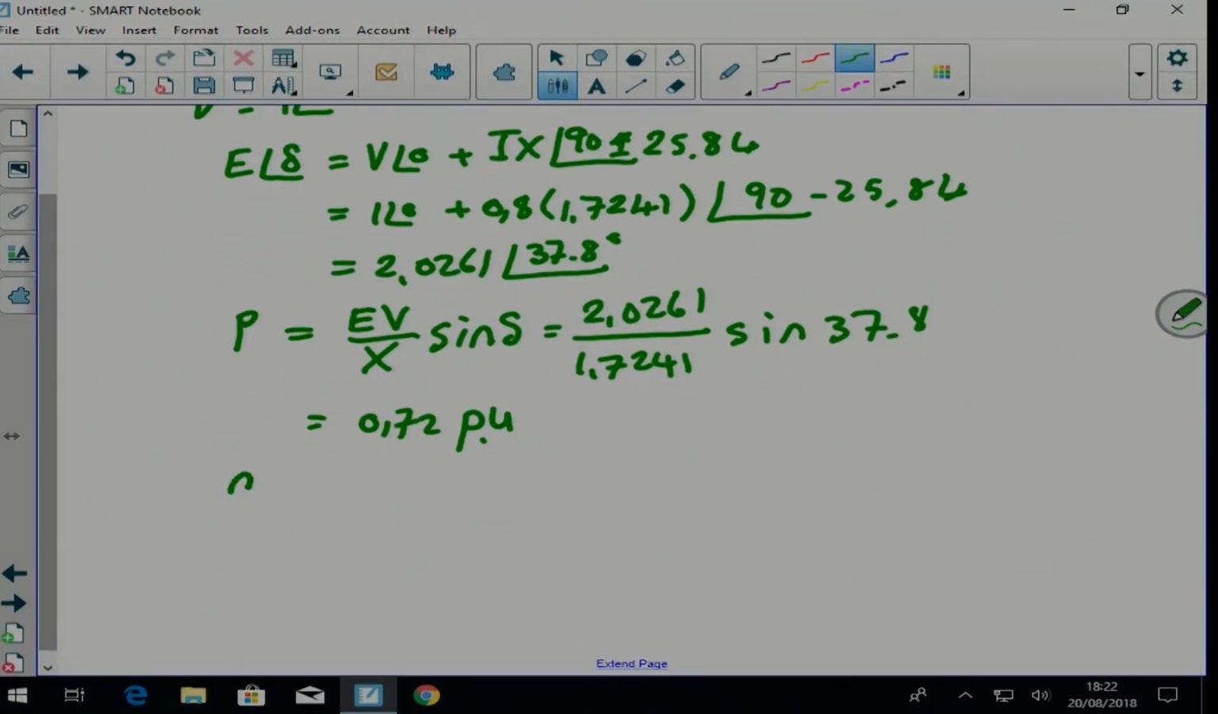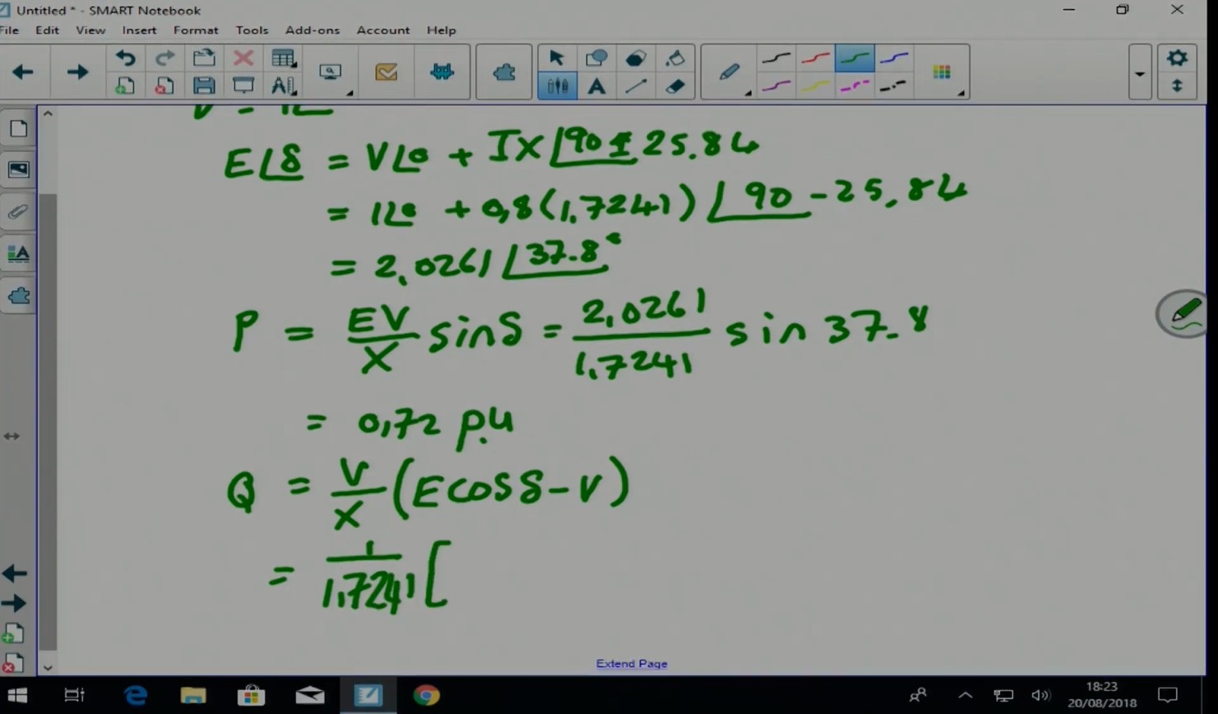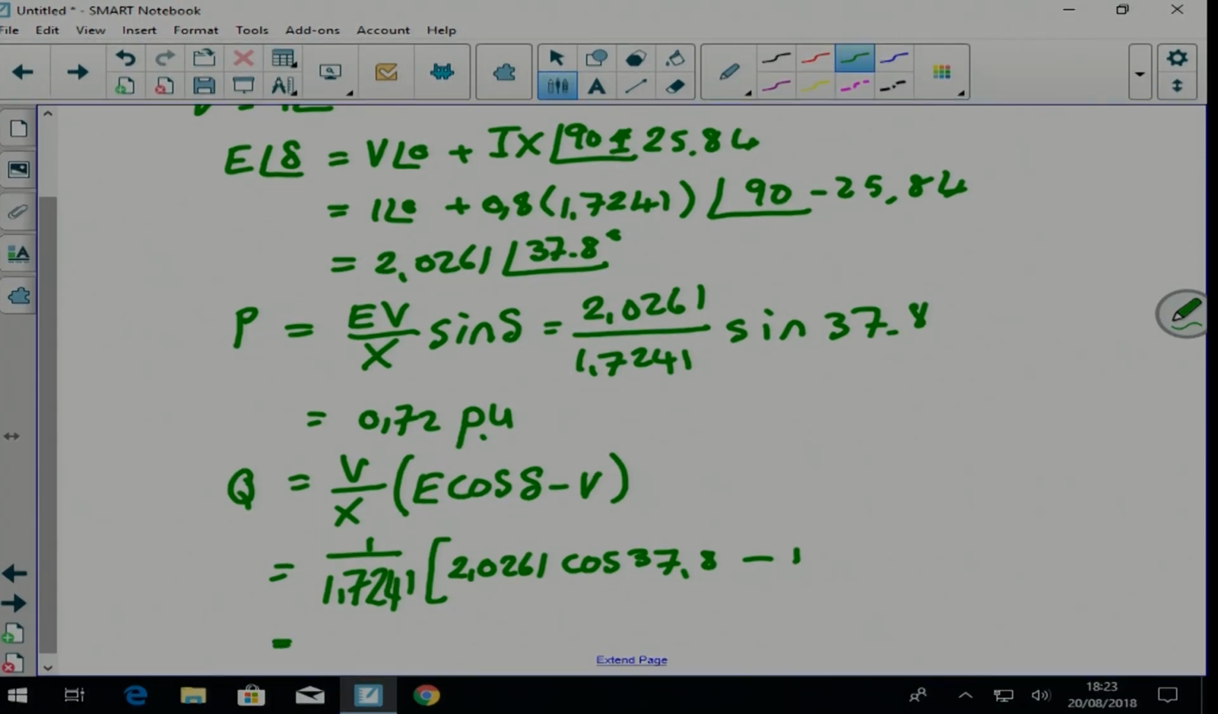And the reactive power Q will be V over X times E cos delta minus V, and that will be 1 over 1,7241 times 2,0261 cos 37,8 minus 1, and that gives us 0,3487. I'm going to write it here, 0,3487.